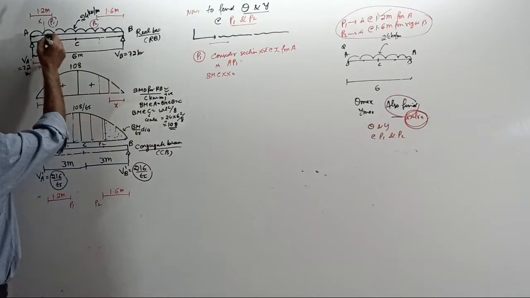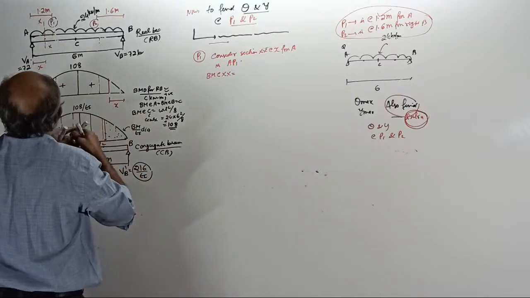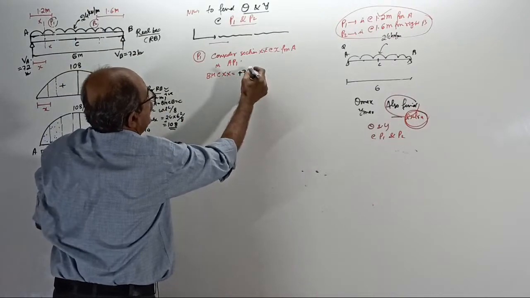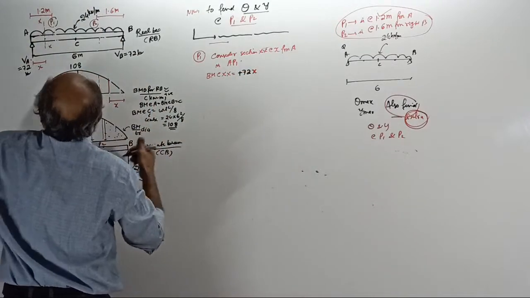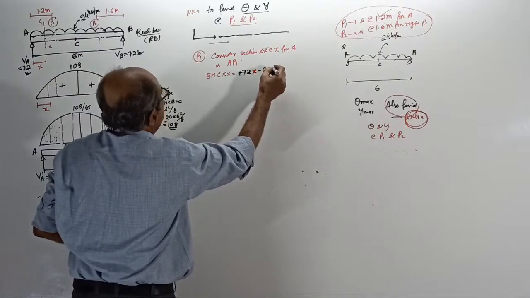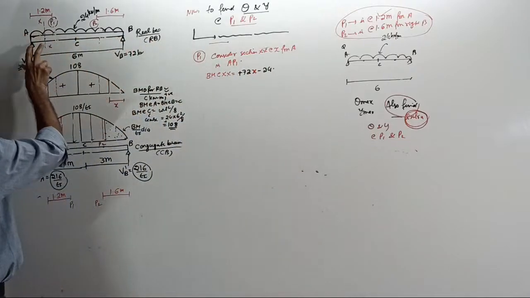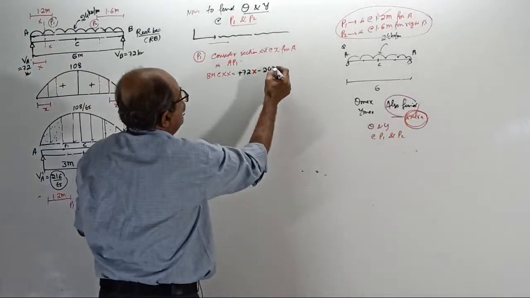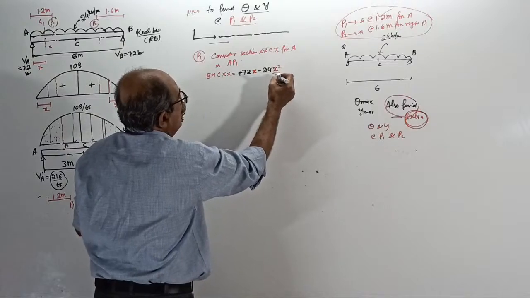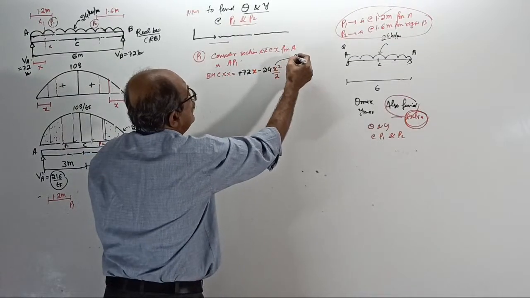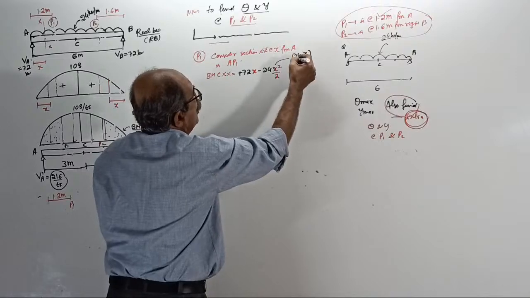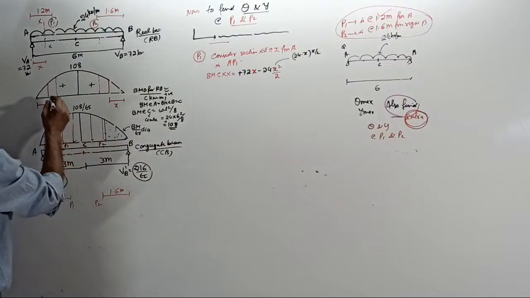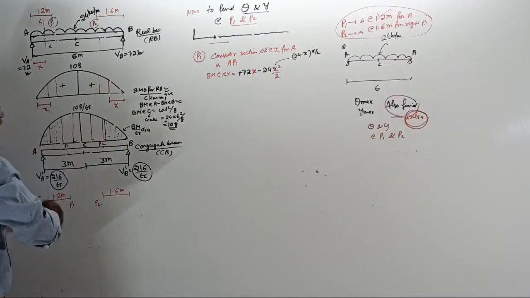Okay, 72. So BM here equals 72 into X minus 24 into X by 2 into X, that is, the load 24 into X acting at X by 2. I will put 24 X square by 2. This is the BM. Now, when that is the BM there, you come down here.